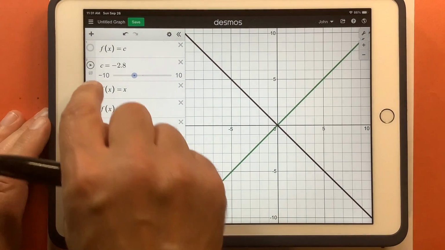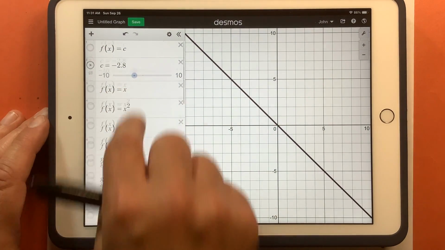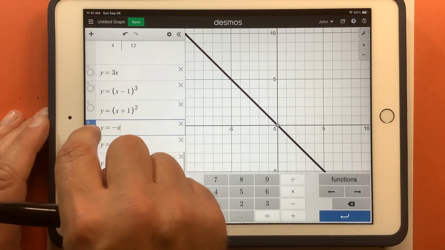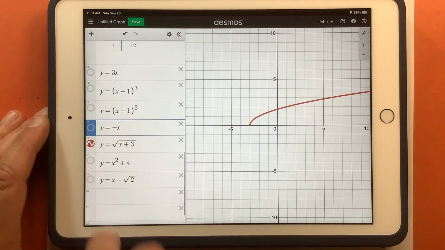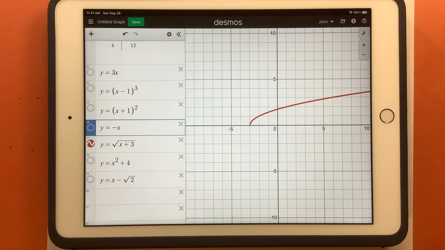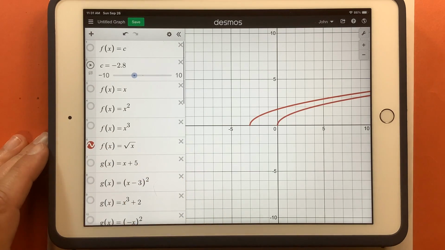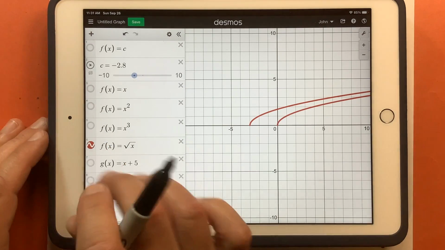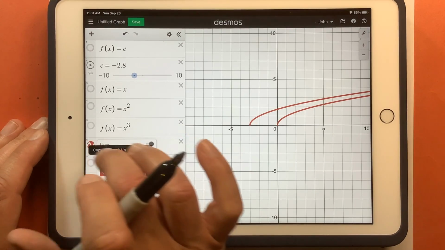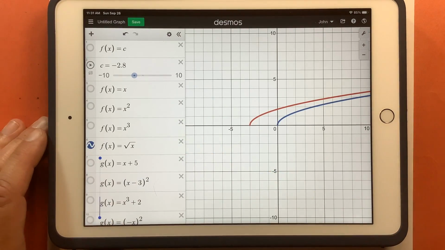So again, back to Desmos. Tap that away, tap that away, tap it away. Here's my graph. All right, cool. That does look like the square root parent, which is up here, right here. They're both red. Oh, okay. Change that one to blue. Okay, so the parent is blue.